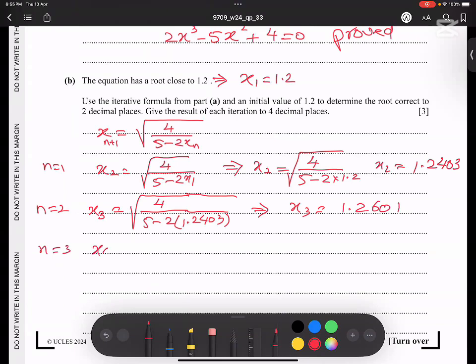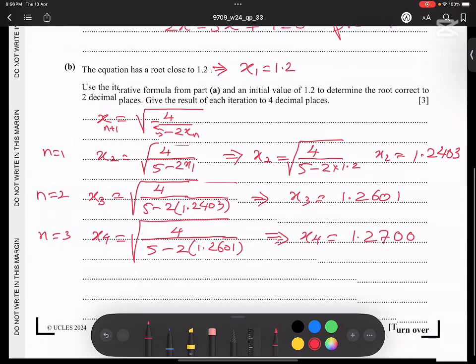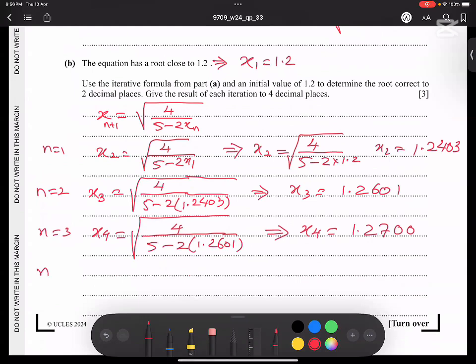Now I'm going to plug in for x4. Why? 3 plus 1 gives us 4. The square root of 4 over 5 minus 2 times, and this value is going to come in the place of this, 1.2601. And x4, I'm getting here 1.2700. And we have to proceed until when 2 dp numbers start repeating, but still 1.24, 1.26, 1.27.